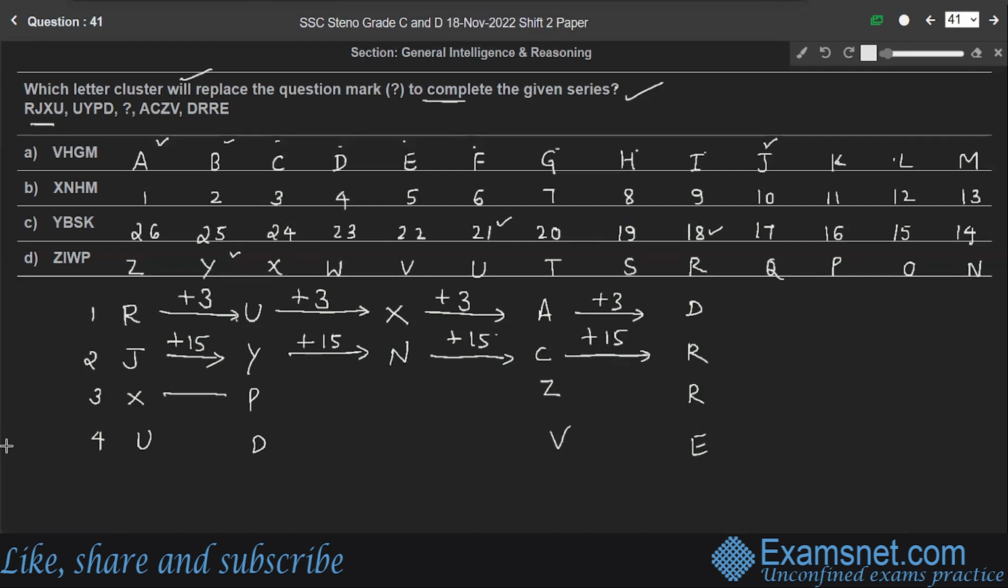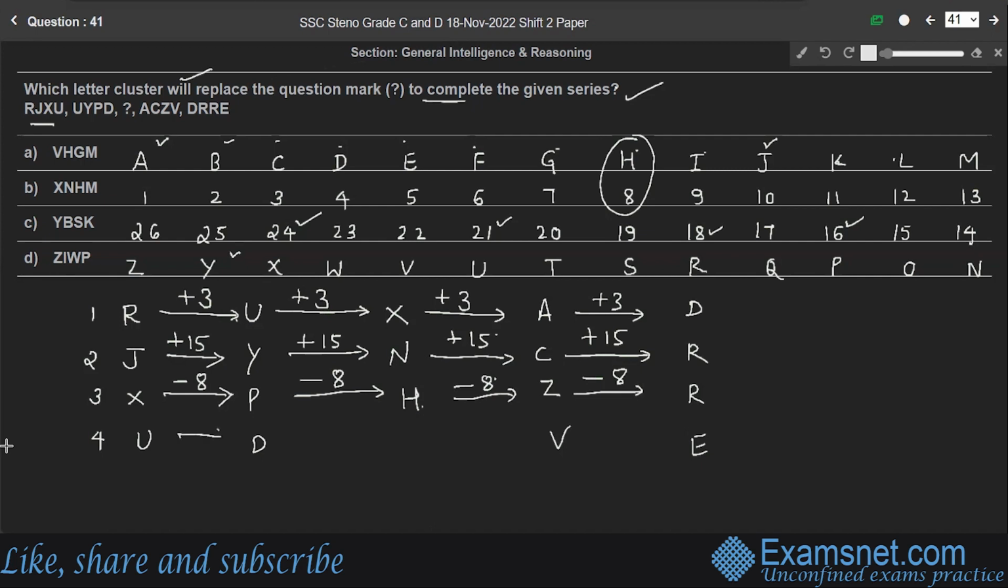Now we'll consider all third letters, right? X and P relation. X is 24, P is 16. So X minus 8 is P. Therefore, P minus 8: P is 16, minus 8 is 8, which is H. Therefore, in the third cluster, the third letter is H, right? Next, H minus 8 is Z, and Z minus 8 is R.